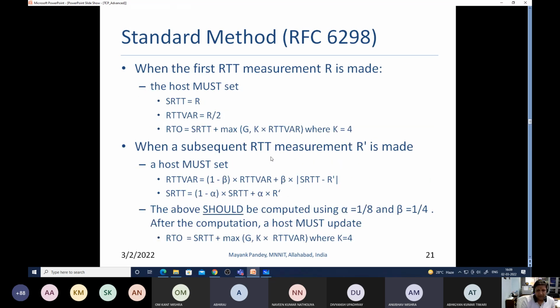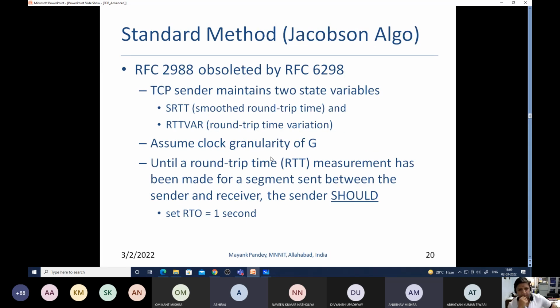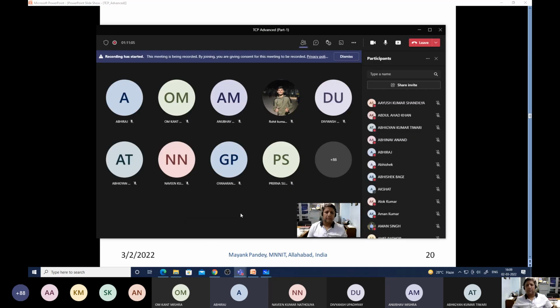granularity? So let us come back to granularity first. Clock granularity. Can anybody explain me the clock granularity? Any idea about clock granularity? Abhigyan, Divyansh? I don't know. Divyansh? Same, sir, no idea. Okay.